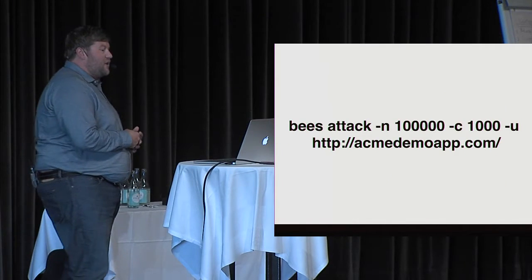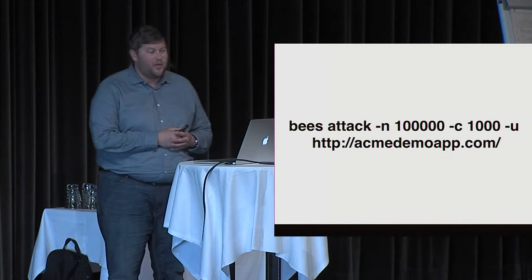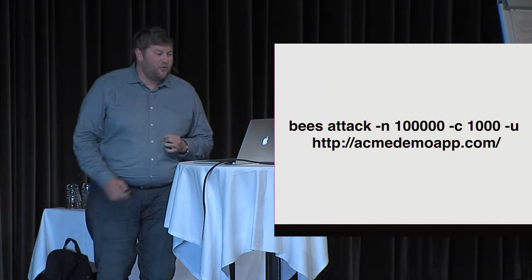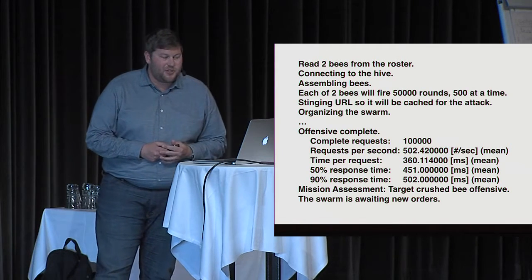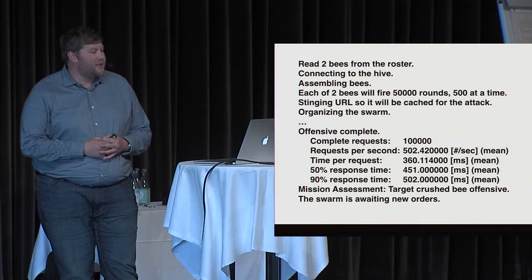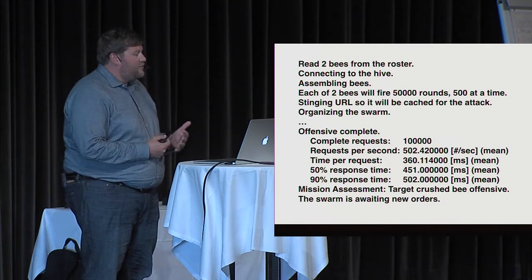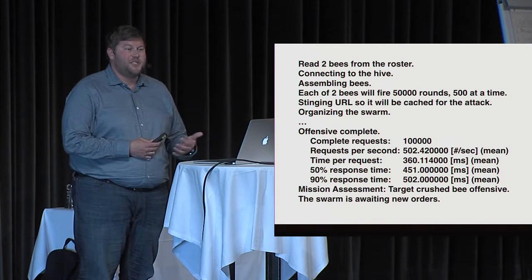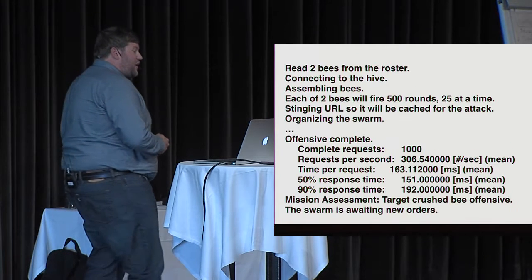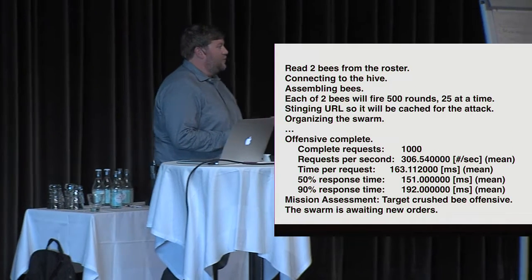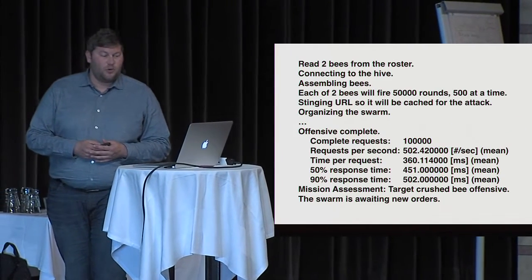So here we'll increase the level of concurrency. So we'll call bees attack -n. We're going to generate 100,000 requests, 1,000 concurrently for a simple demo. So again, the same thing. Each of the 2 bees will fire 50,000 rounds, 500 at a time, and it's going to pre-cache the URL. And now you'll see that we are able to get 502 requests per second, but the average latency for each request has gone up to 360 milliseconds. So for each one of these, you can keep repeating the cycle until you hit your maximum level of concurrency, and you can start to understand how much your infrastructure can currently support.